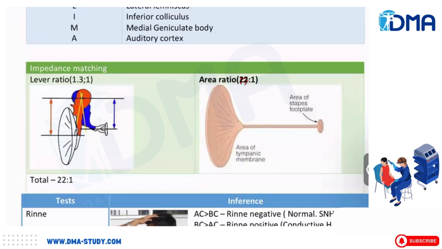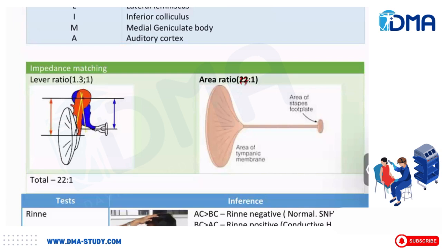First, we compare the length of the malleus with the length of the incus. The length of the malleus is 1.3 to the length of the incus, which is 1. So the malleus is about 30 percent better than the incus. This is 1.3 to 1, called the lever ratio.